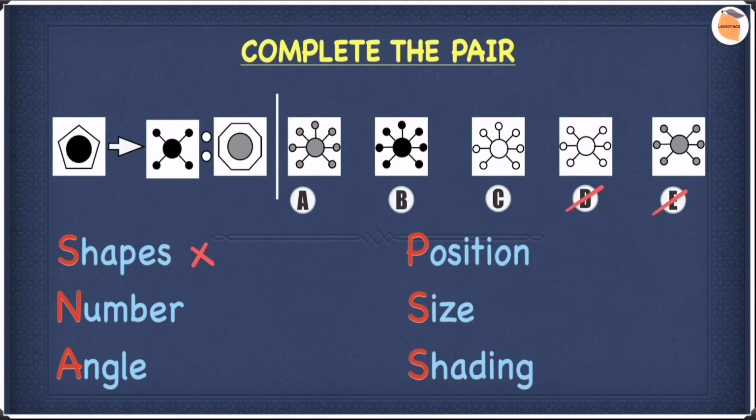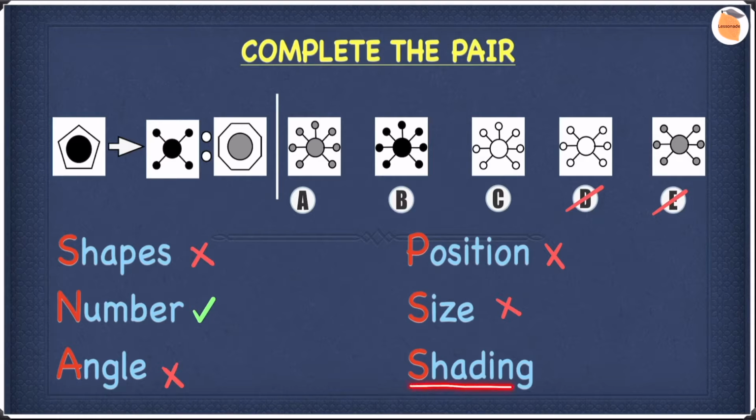Let's move on to angle now, but before we do that, let's put a tick next to number. In terms of angle, none of the shapes are rotated, so we can cross off angle. Let's move on to position. In terms of position, they're all at random position, so that won't really help us to find the answer. Let's put a cross next to position, and let's move on to size. In terms of size, they're all different sizes, so once again, that won't help us, so let's cross it off.